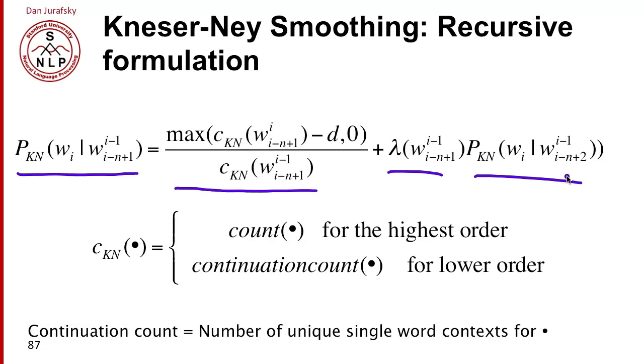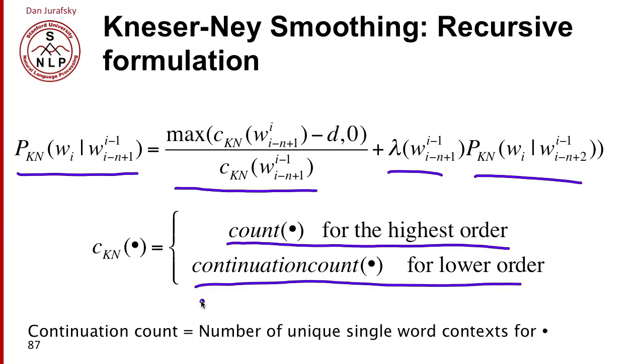But now we need to distinguish between the very first top level time that we use a count and these lower order counts. So we're going to use the actual count for the very highest order n-gram, and we're going to use the continuation value that we just defined earlier for all the lower order probabilities. So we'll define this new thing, count Kneser-Ney of dot, which will mean actual count. Let's say we're doing trigrams, for the trigram, and then when we recurse and have the Kneser-Ney probability for the lower order things, when we get down to the bigrams and unigrams, we'll be using the continuation count. That's again the single word context that we defined earlier.